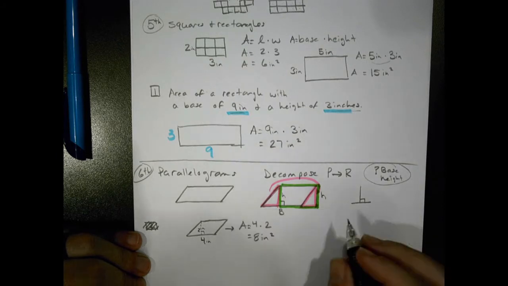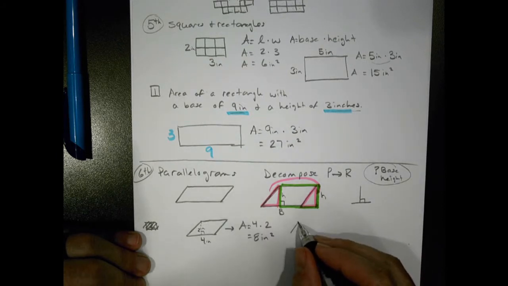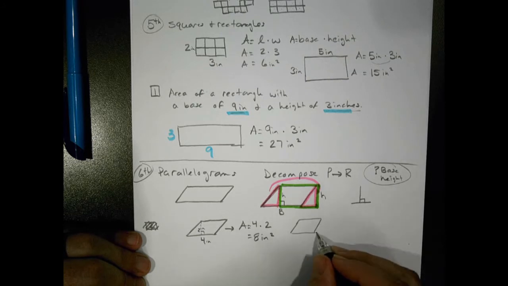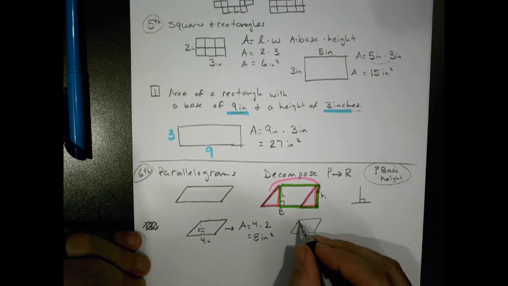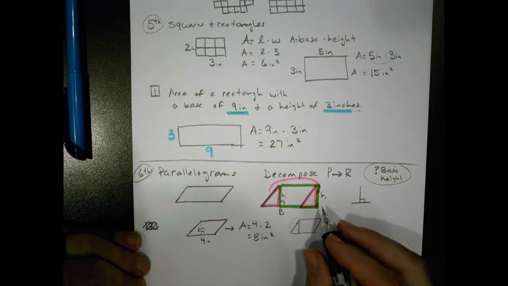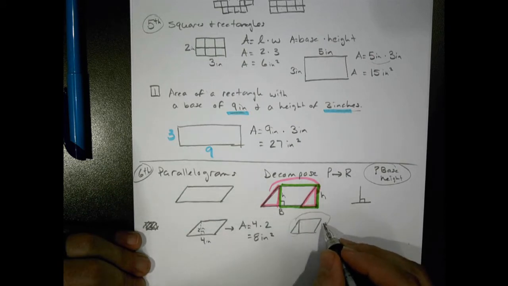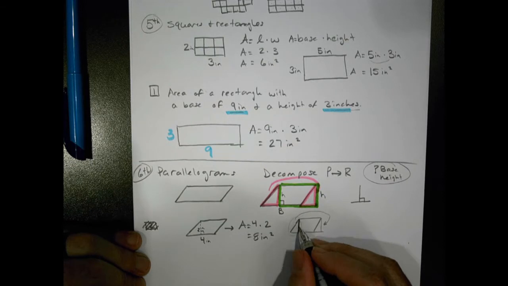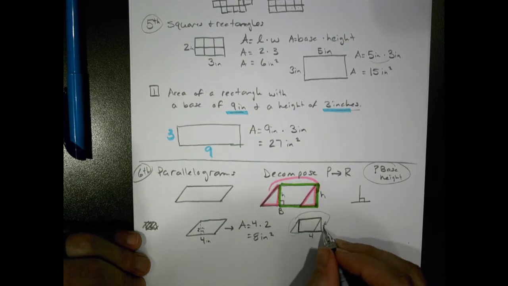Okay, and again, that's solved by doing what? Well, it's solved by decomposing the parallelogram. We take this triangle right there, and we're going to take it off, and we're going to insert it over here to now have the rectangle we're going to measure with a height and a base of 4 and 2.